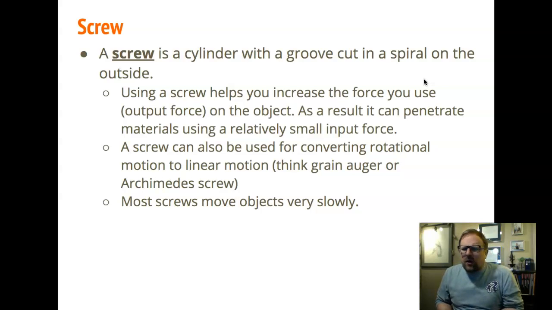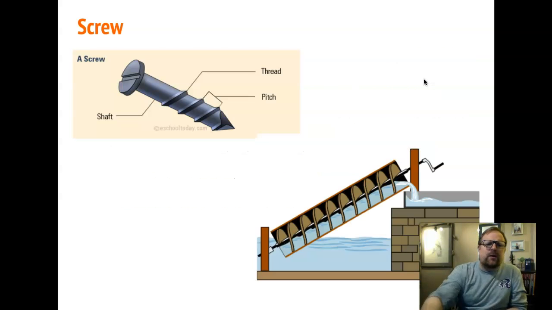A screw is also used to convert rotational motion to linear motion, and a grain auger is a great example of this. I'll see if I can find a video to post up to you guys to show you what a grain auger looks like. If you don't know, most of you probably do. It's also known as an Archimedes screw. The disadvantage of screws is they often move objects very slowly. There's no speed involved in it. It slows things down quite a bit.